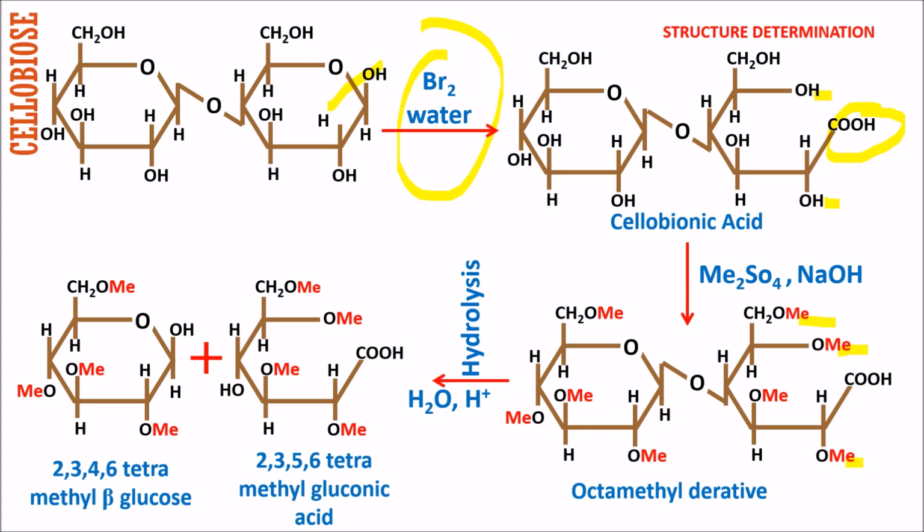So all the above arguments prove that in cellobiose, both the glucose units have pyranose structure, that is a 6-membered ring containing oxygen, and carbon number 1 of the first glucose is attached to carbon number 4 of the second glucose with the beta linkage. Beta linkage is present in cellobiose, while alpha linkage is present in maltose.